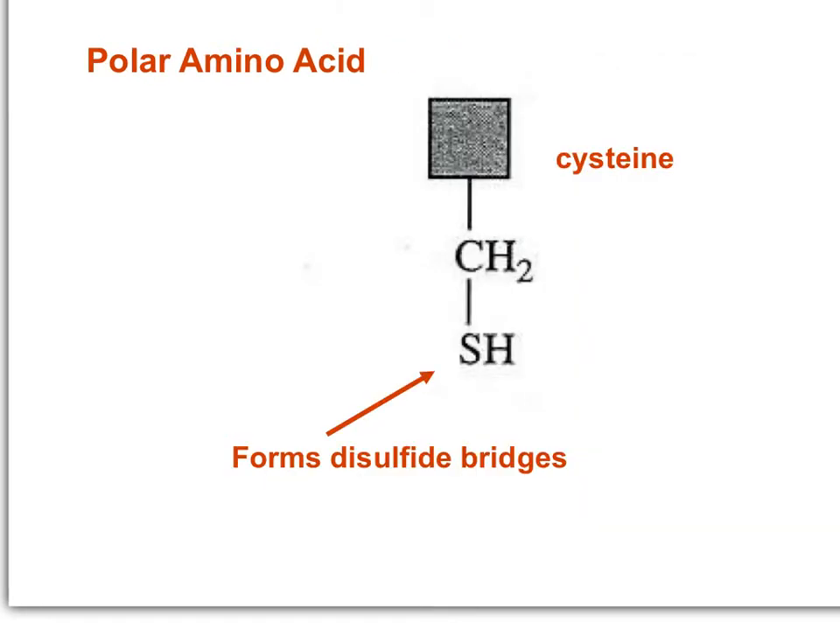This amino acid, cysteine, with its NCC backbone here, is polar. Cysteine also contains sulfur. Just as a note, you are not expected to recognize which amino acids are polar and which are not, but you need to know that some amino acids are polar, some are nonpolar, and some are charged positive and some are charged negative.